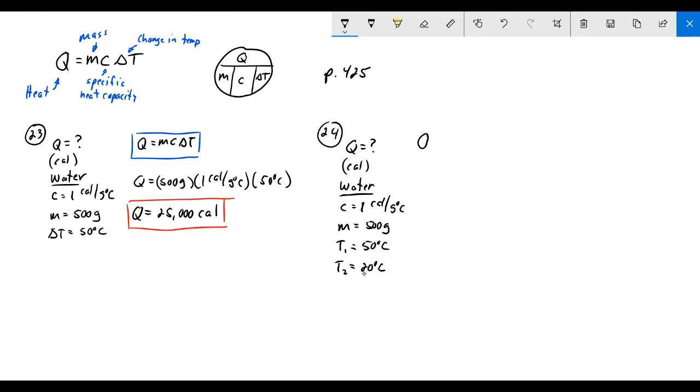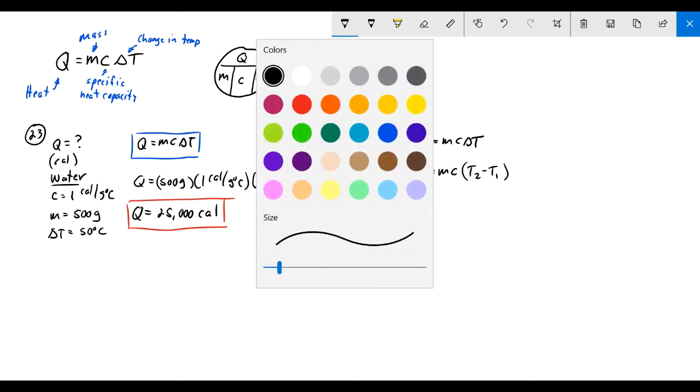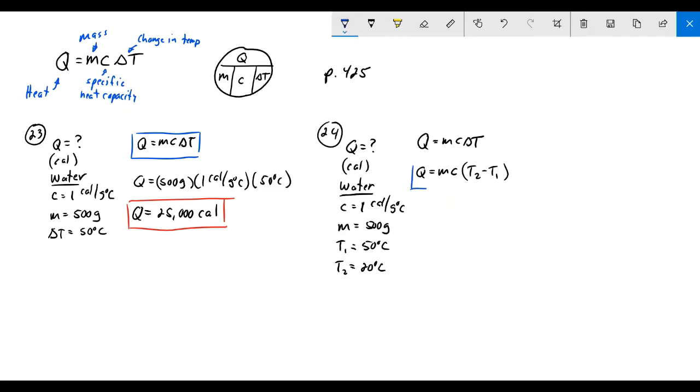Now, based on what we have listed here, we've got Q equals MC delta T, but now I have two different temperatures, so I have to expand my delta T. So I've got Q equals MC (T2 minus T1). This is the equation that we can use to solve number 24.